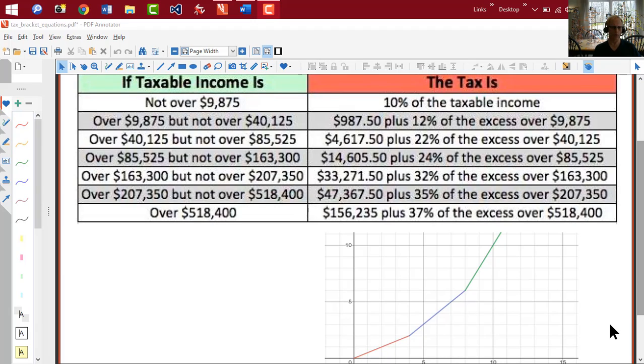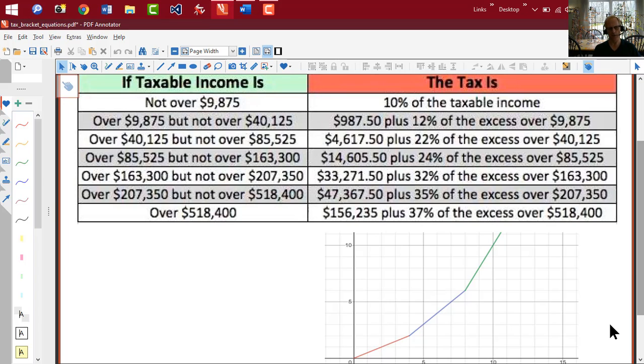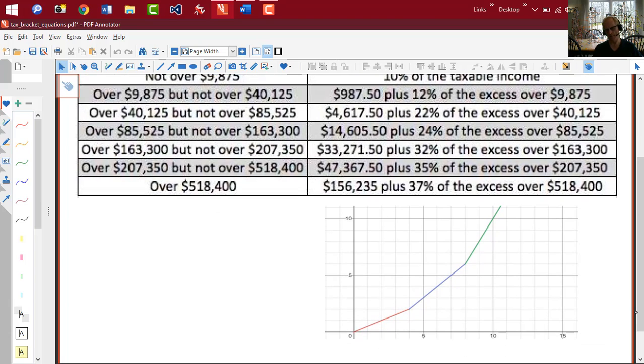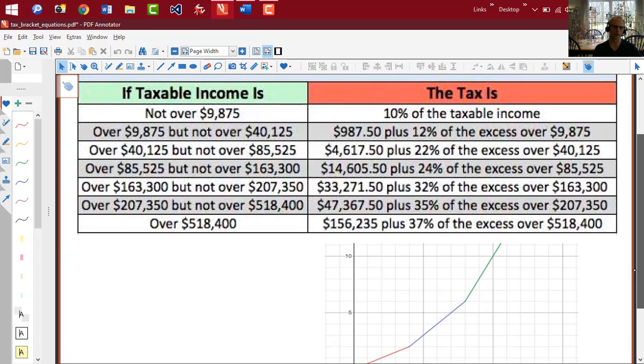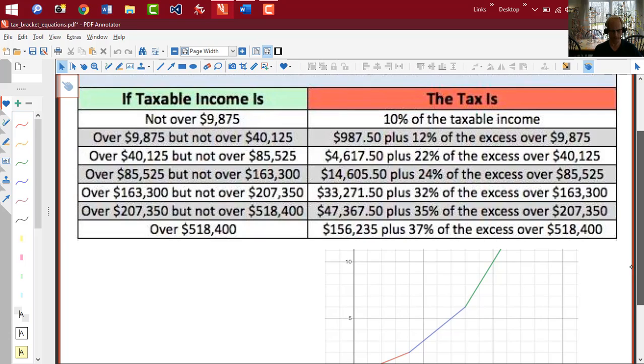I wanted to go over the federal income tax brackets and how they're a piecewise linear function, just like we've graphed before, last week or the week before. What their slope is, and how you can determine what the equation is by looking at the federal tax table that the Internal Revenue Service, or the IRS, provides.